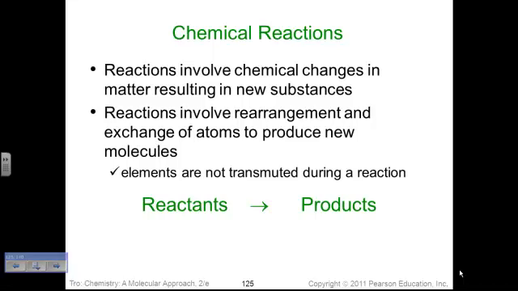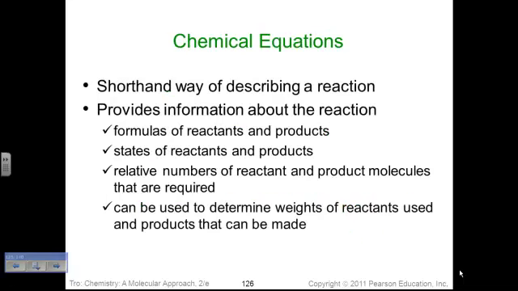Reactants go to products. Reactants yield products, that arrow representing the chemical change. So when elements react or compounds react, we break bonds, rearrange them, and form new substances known as products. These equations are just shorthand ways of describing a chemical reaction. The information that's provided to us, well, we know the formulas for the reactants and the products. We know the states of the reactants and products.